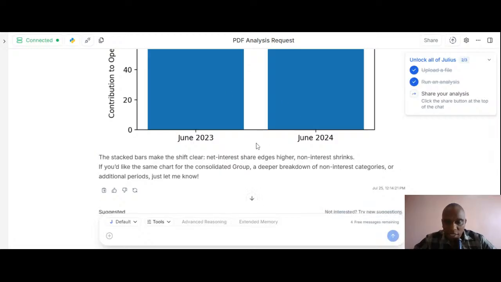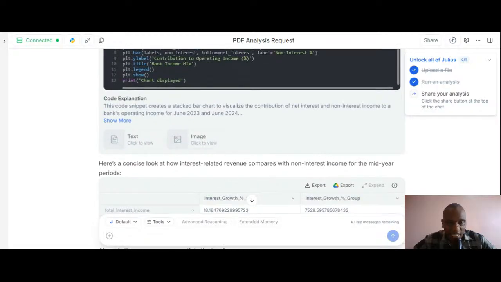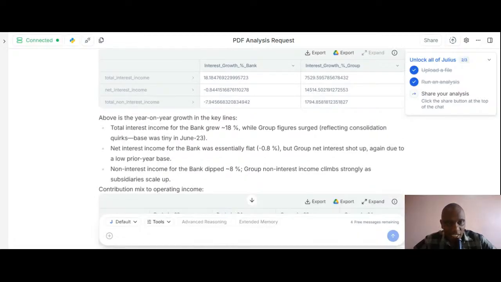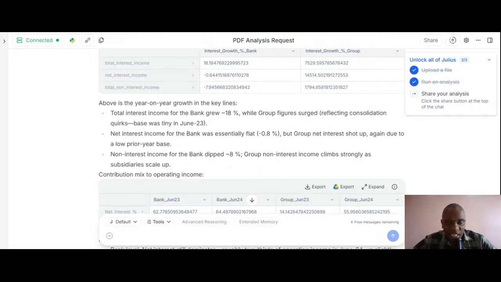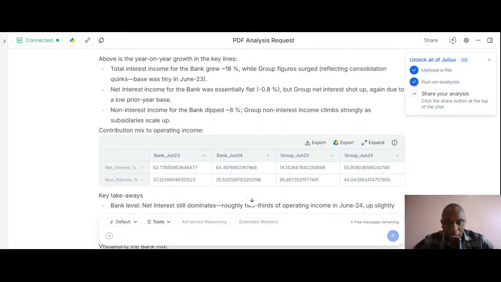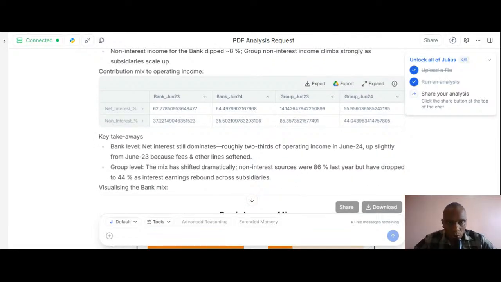I wanted to see what it has told me about interest and non-interest income. So we start here: a concise look at the interest-related revenue compared with non-interest income. Remember, that is a question that I had asked. Above is the year-on-year growth in the key areas. Total interest income for the bank, it has given you 18%, while the group was whatever. Net interest income for the bank was essentially flat, negative 0.8%. The non-interest income to the bank dipped by 8%, and you can see it is giving you a small table to show you.